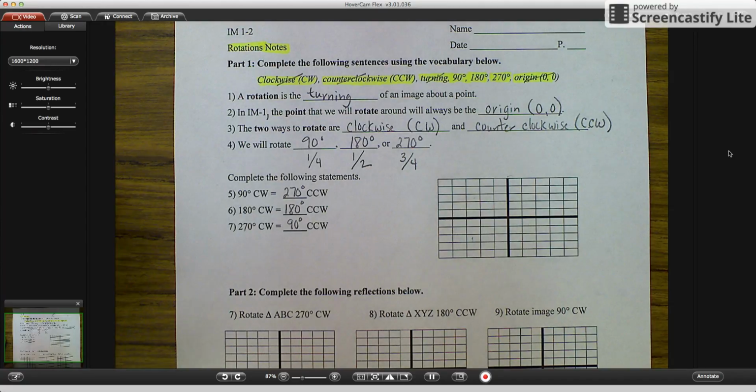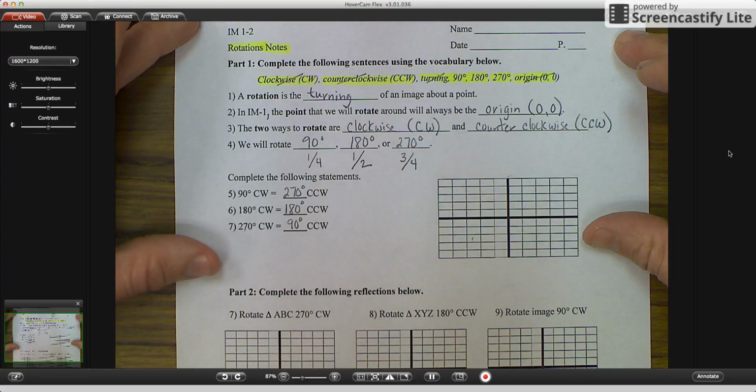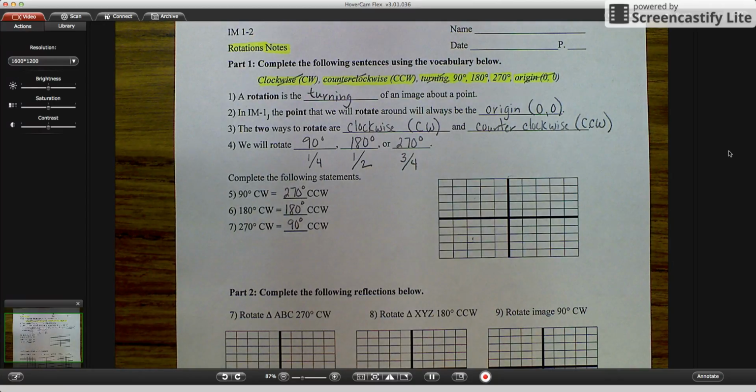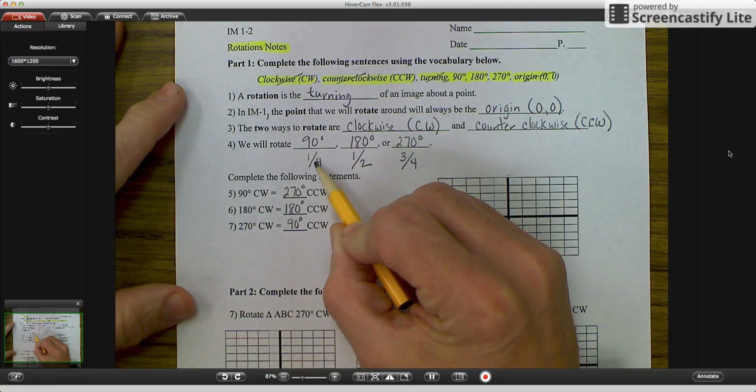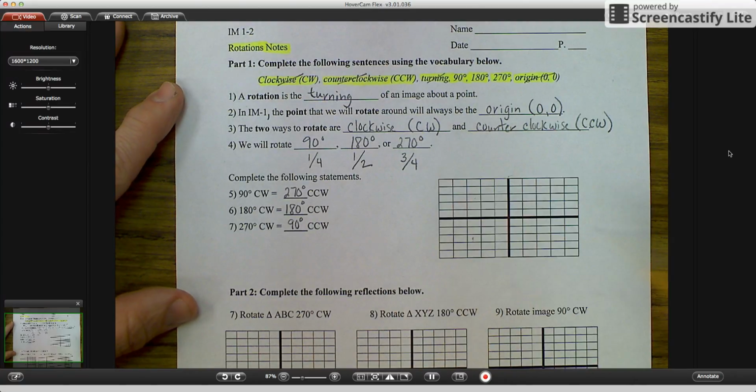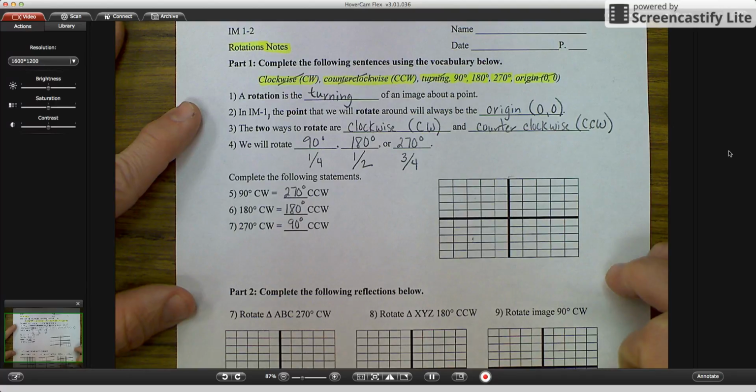Okay? All right, that is all we're going to cover in our notes tonight. So make sure you get these down. Make sure you understand what the words clockwise, counterclockwise, and 90, 180, and 270 degrees, and what fraction of a turn they are. 90 degrees is a quarter turn, 180 degrees is a half a turn, 270 degrees is 3/4 of a turn, and bring this paper with you tomorrow as we will do the bottom half.